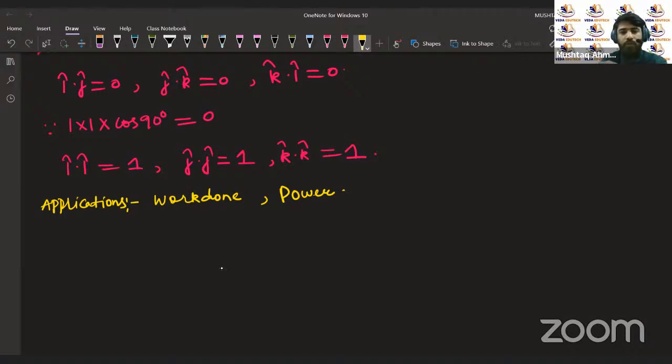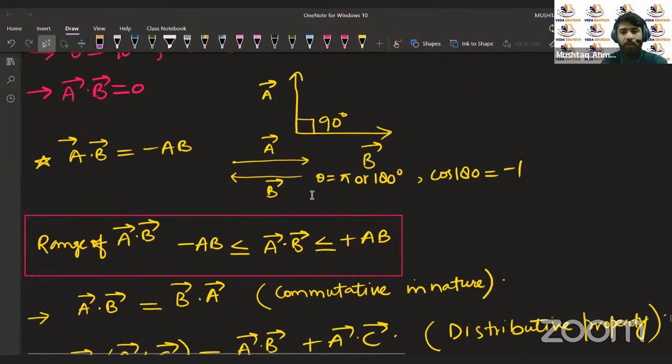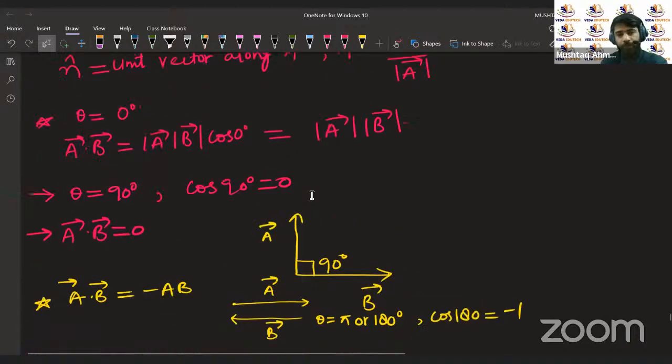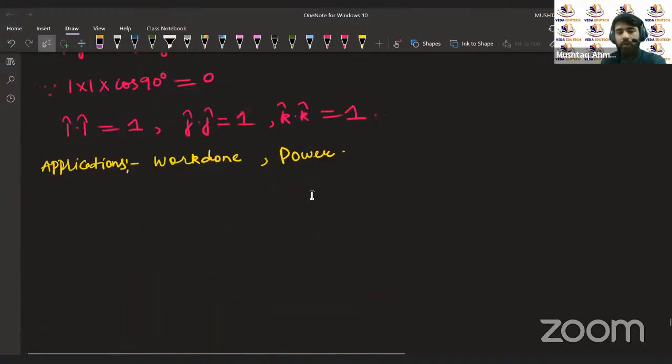So let's try to solve some questions and apply the properties of this scalar product. And one more important point is that the dot product always gives us a scalar quantity, right? And the scalar product can be zero, negative, or positive as well.